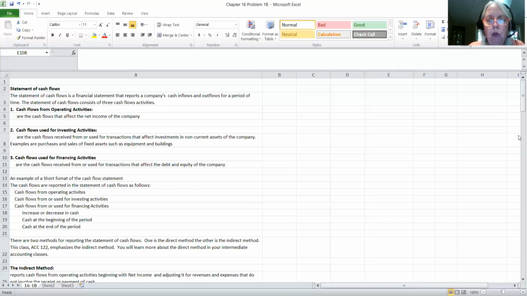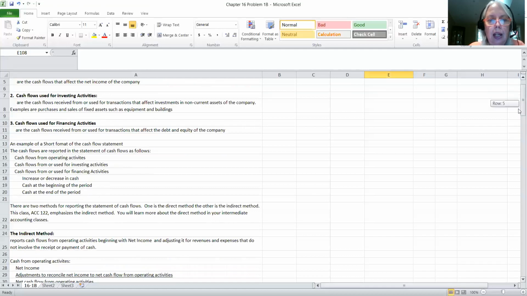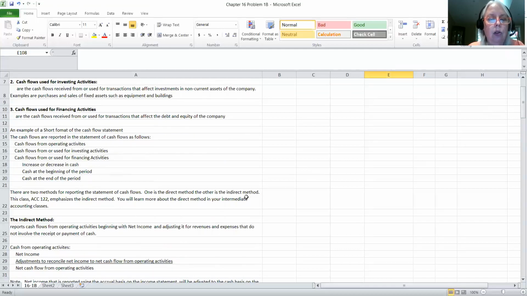Now, in this chapter, they discuss two methods of calculating the statement of cash flows. One of those is what we call the direct method. The direct method we're not going to discuss in this particular chapter. I want you to concentrate on the indirect method. We're going to be using the indirect method in this particular problem, and this is the method that I want you to use.